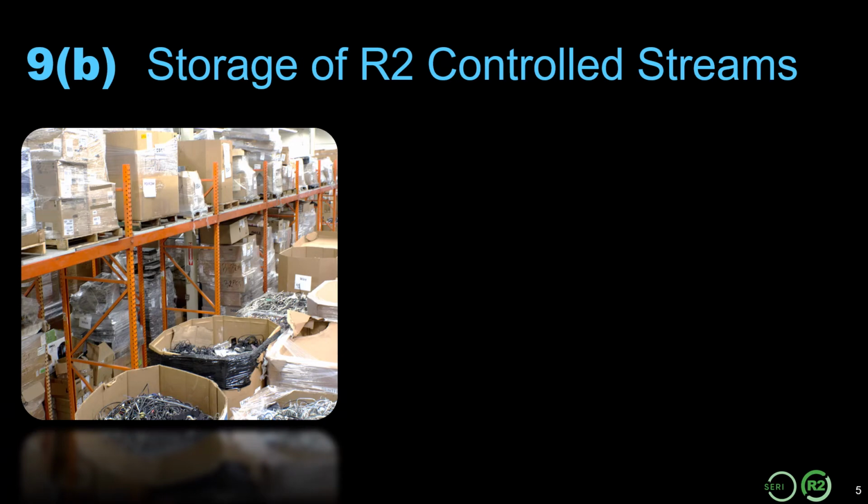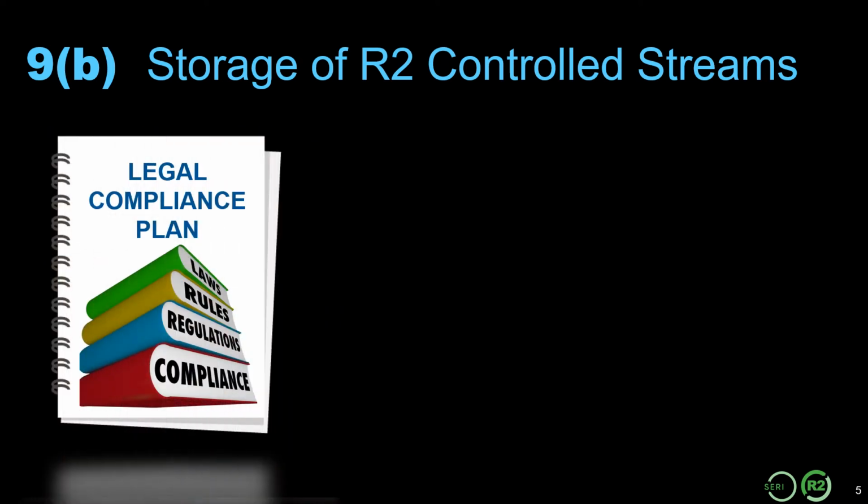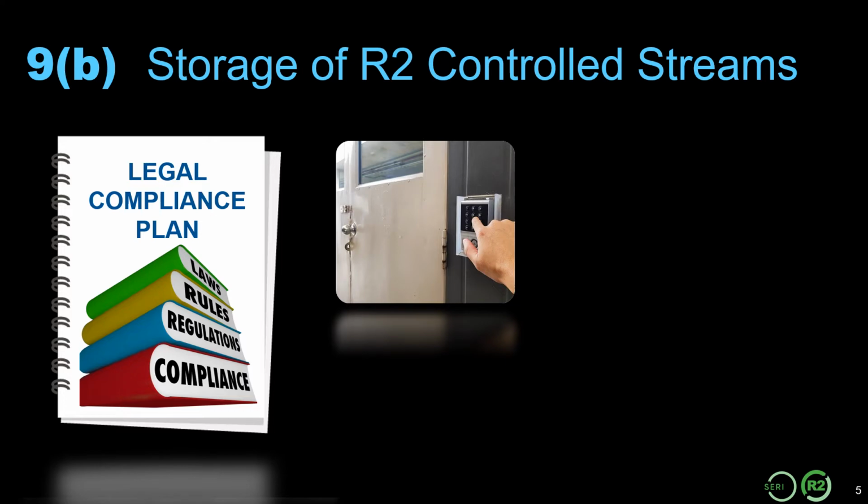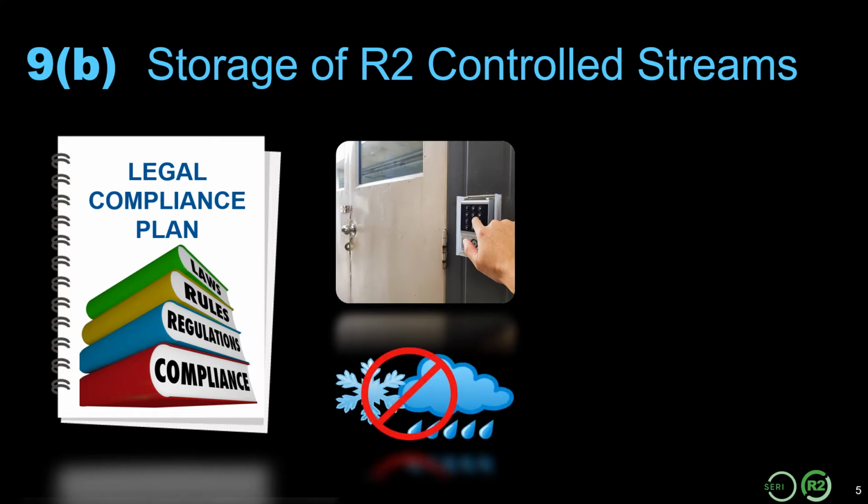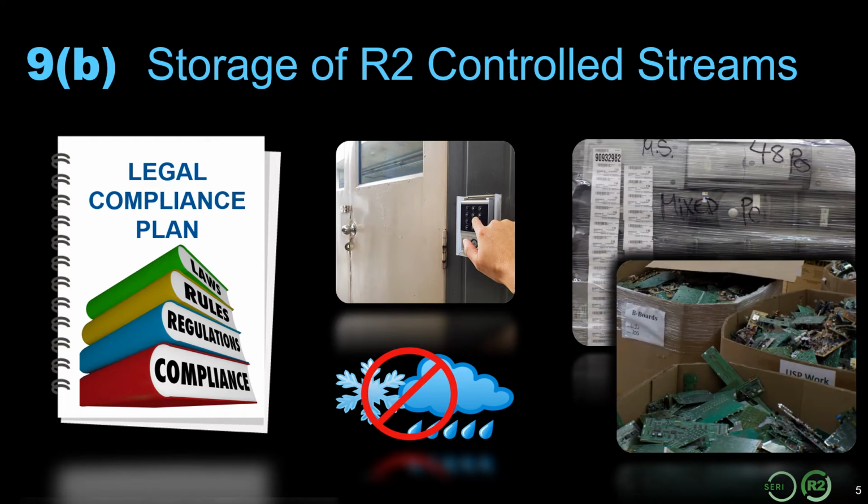Whether before or after processing, the proper storage of electronic equipment, components, and materials is important. Core 9 defines four specific requirements for the storage of R2 controlled streams to ensure they are secured and managed in a safe manner. To start, any storage of these items must be in accordance with the requirements defined in the R2 facility's legal compliance plan. The facility must also ensure that the storage area is secured from unauthorized access and protected from weather conditions to prevent environmental hazards or damage to the items. The final aspect of proper storage is to ensure the containers and storage areas are properly labeled to clearly identify the contents and intended storage locations.